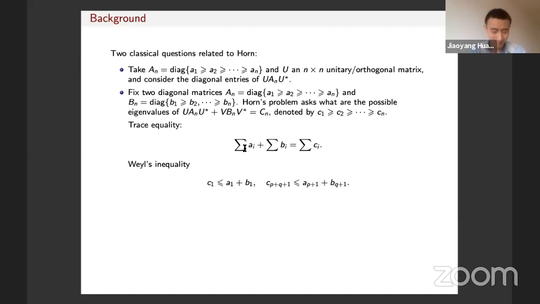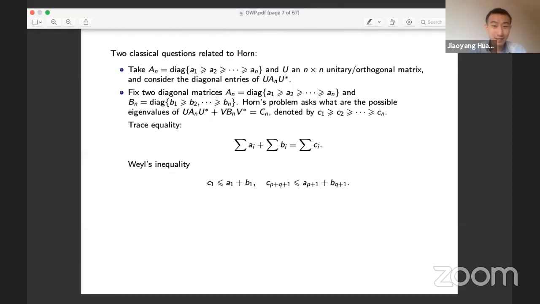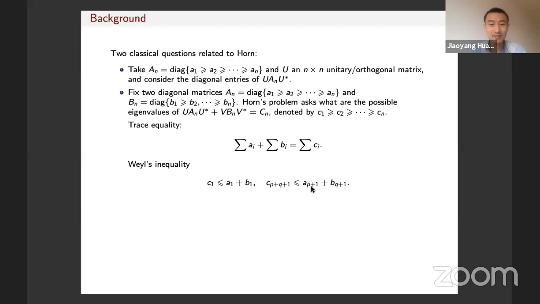Also, there are many inequalities among the eigenvalues of A, B, and C. For example, the largest eigenvalue of CN should be bounded by the largest eigenvalue of AN plus that of BN. So we have C1 is less than or equal to A1 plus B1. And this is a special case of the Weyl inequalities, which are a bunch of inequalities given in this form: C p plus q plus 1 is less than or equal to A p plus 1 plus B q plus 1 for any p and q. And it turns out there are many relations the eigenvalues of A, B, and C need to satisfy in order for this to be true.